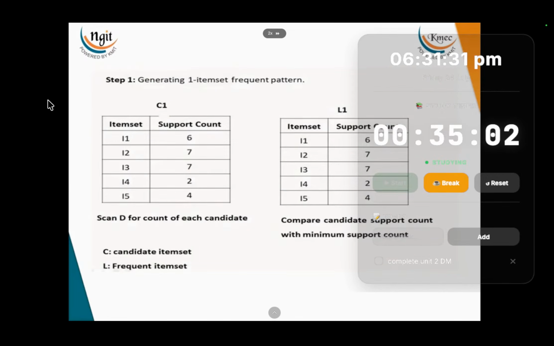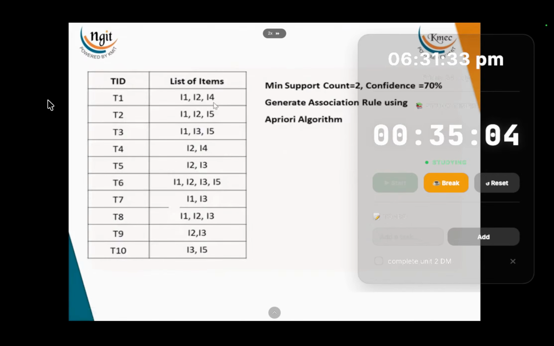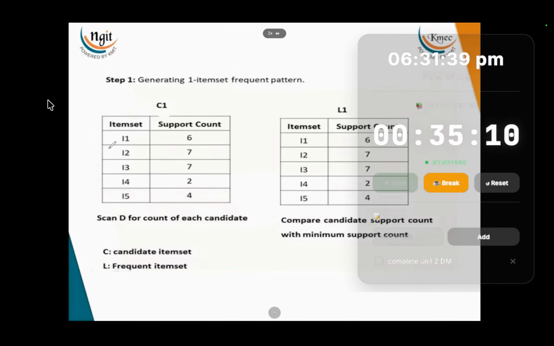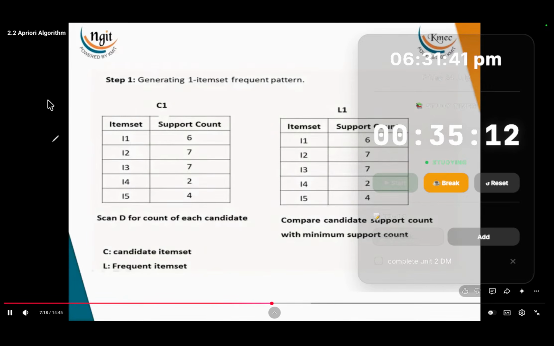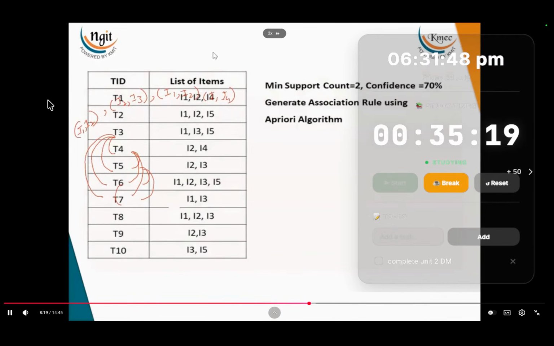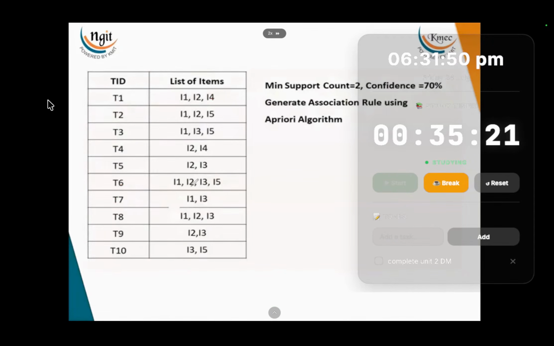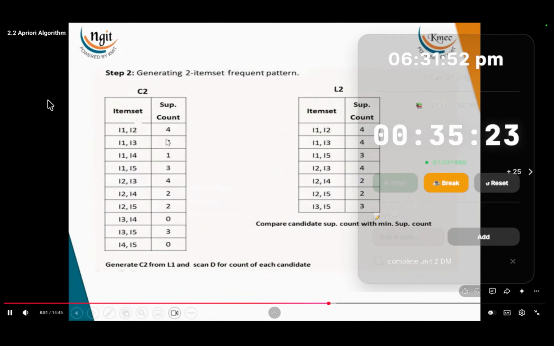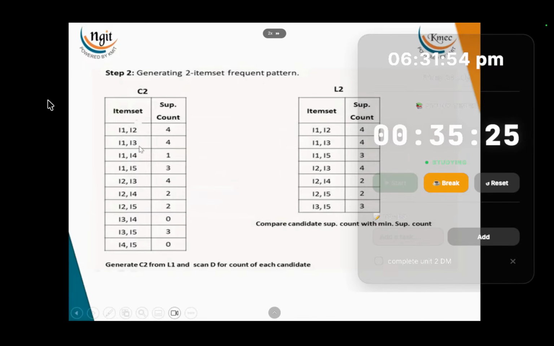Next, we need to generate the two item set frequent pattern. So how do we generate the two item set frequent pattern? Here, when we want to consider the two item sets, we'll consider I1, I2, I1, I3, I1, I4, I1, I5, and so on. Next we need to see how many times each is repeated. 1, 2, 3, 4. So I1, I2 has a count of 4. I1, I3 has a count of 4. Now if the generated item set is less than the support threshold value, then we'll prune those items, right?